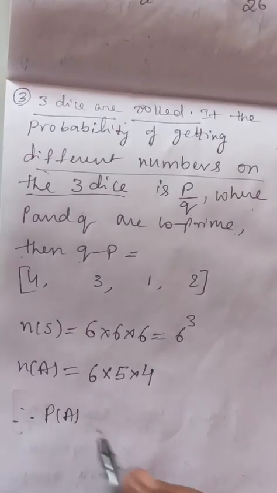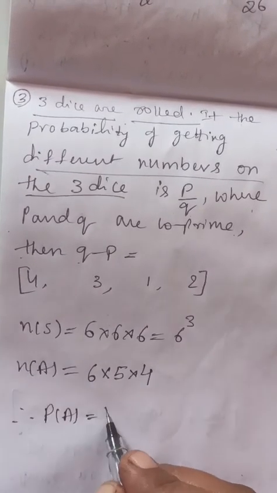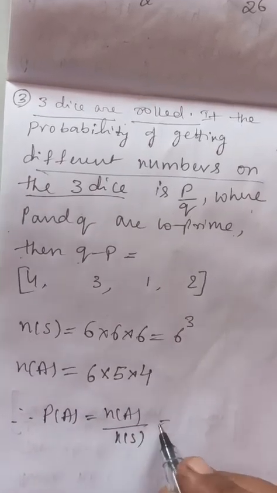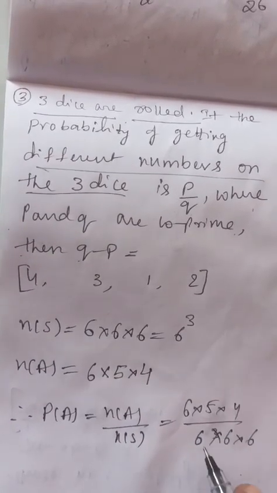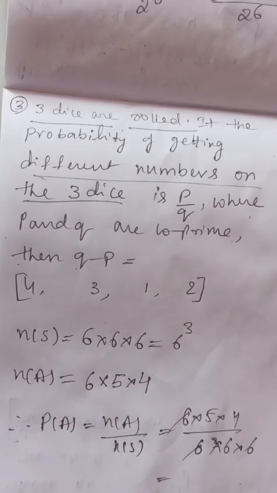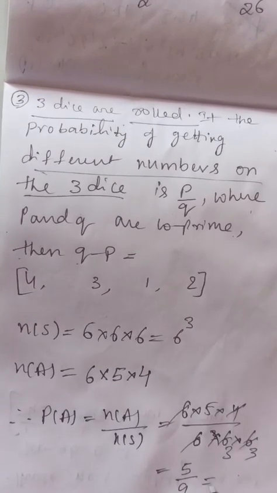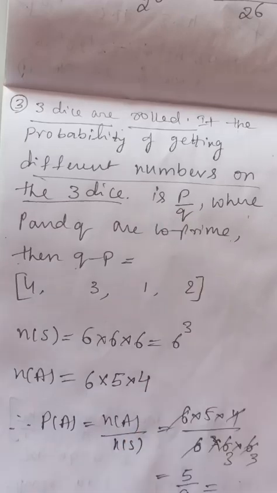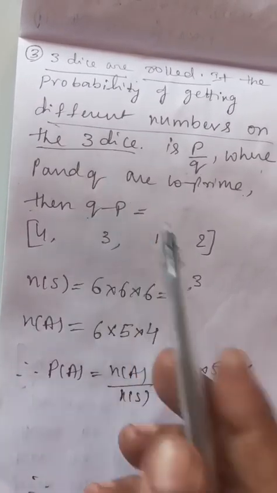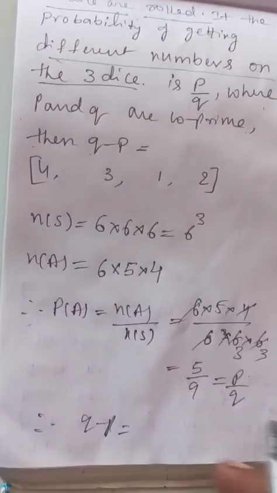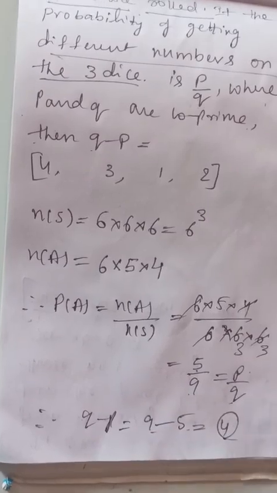Therefore P of A, the probability of getting different numbers on the 3 dice, is P of A equal to N of A by N of S, 6 into 5 into 4 by 6 cube. 6 cube is 6 into 6 into 6. One 6 is cancelled and the 2 and 3 cancel. So 5 by 9. But it is given as P by Q. So P is 5 and Q is 9. Therefore, the question asks for Q minus P. Q is 9, P is 5. So 9 minus 5, 4 is the answer.